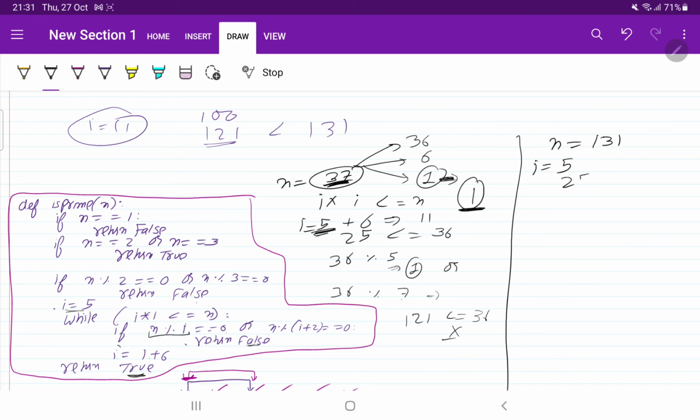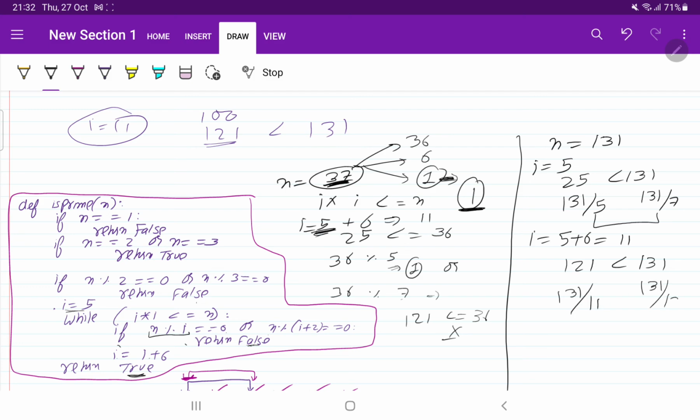Now 5 square is 25. 25 is less than 131. So it will check 131 divided by 5 and 131 divided by 7. In both cases we are not going to get 0. So i will become 5 plus 6, which means 11. 121 is less than 131, yes. It will check 131 divided by 11 and 131 divided by 13. In both cases we are not going to get 0. So it will come out of the loop.